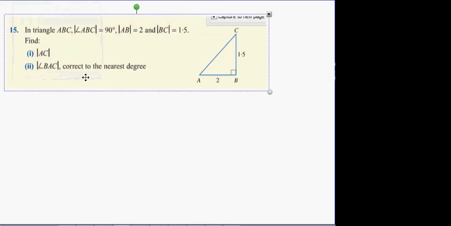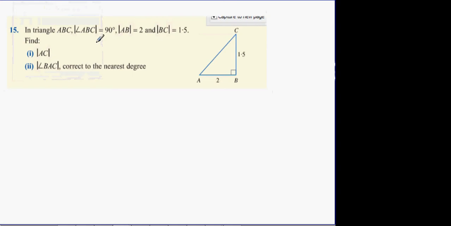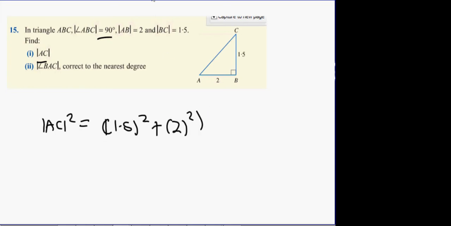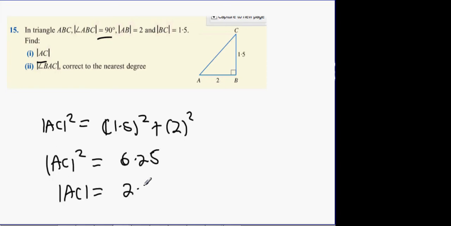Triangle ABC, the angle ABC is 90 degrees. If it's a 90 degree angle, it obeys Pythagoras' theorem. Find AC. AC is the longest side, so AC squared equals 1.5 squared plus 2 squared. What's 1.5 squared plus 2 squared, anybody? 6.25. Square root it, and we get AC equals? 5 over 2. 2.5, okay? 5 over 2. Perfect.